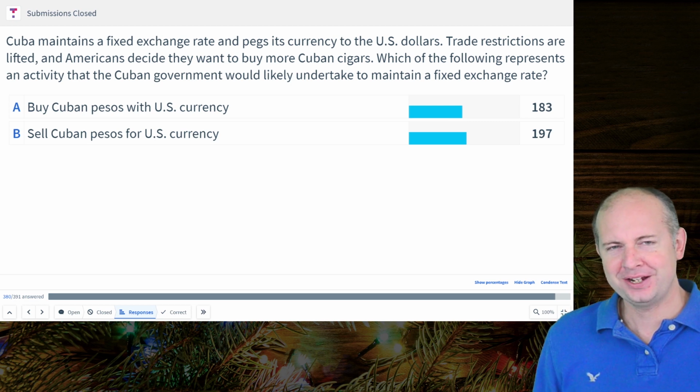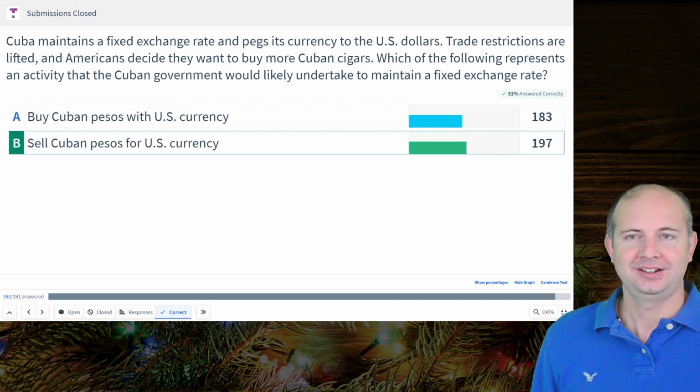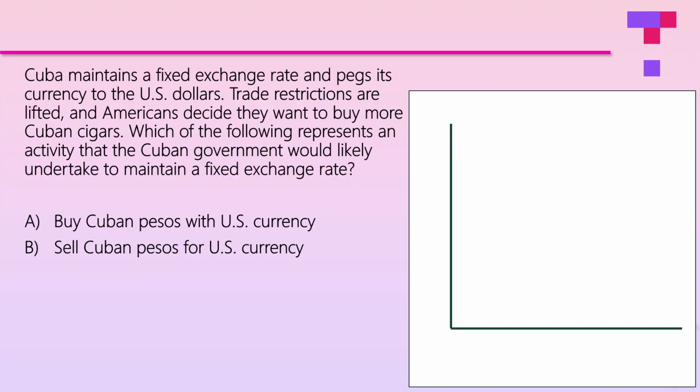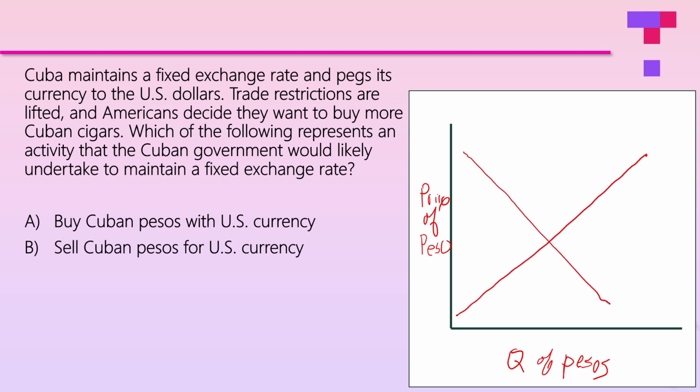Okay, pretty evenly split here. The answer here is B. Let's see why. What I can think about is the supply and demand for pesos. So our y-axis is the price of pesos. The x-axis is the quantity of pesos. There's what it looks like initially.